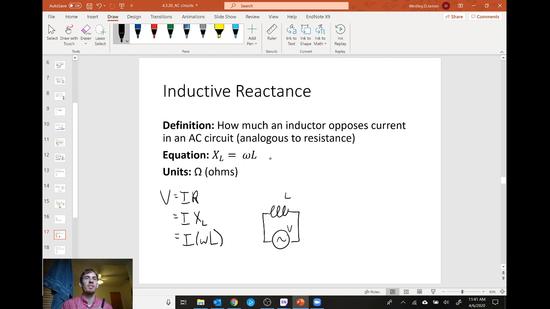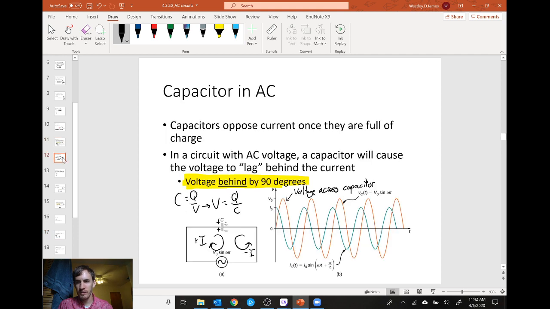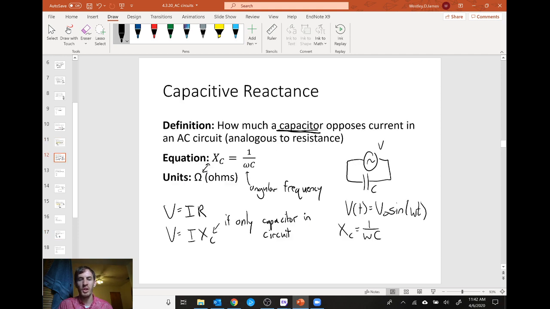This is only for AC circuits. And that's pretty easy to see, because what is the frequency of a DC circuit? It's 0. So you get no resistance there. Just to show the comparison, for an inductor it's omega times L, but for a capacitor, it is 1 over omega C.